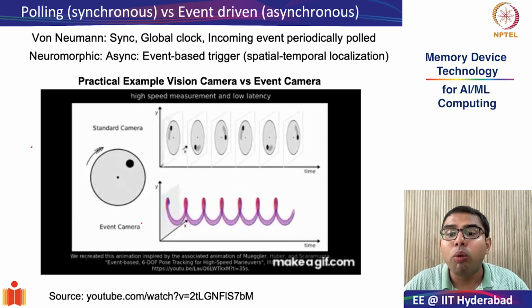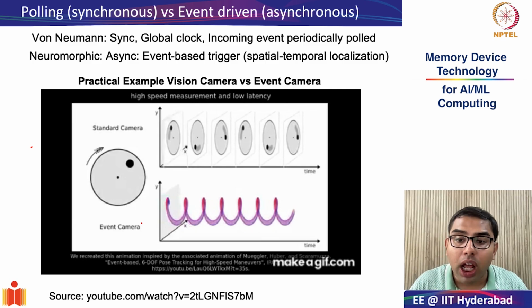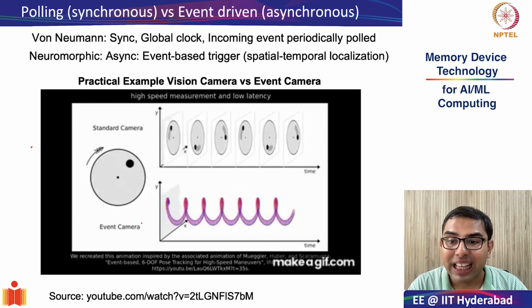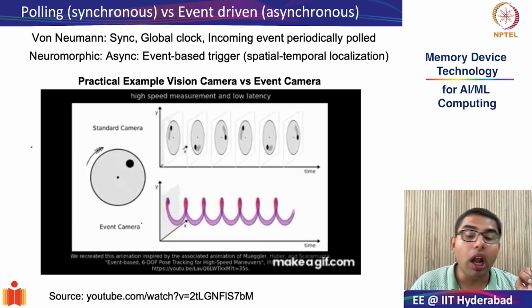So this is what illustrates the principle of event-driven computing, where computation is triggered only when meaningful events occur rather than being forced by a global clock. And this is why neuromorphic systems can achieve much better efficiency as compared to traditional clocked von Neumann computing.